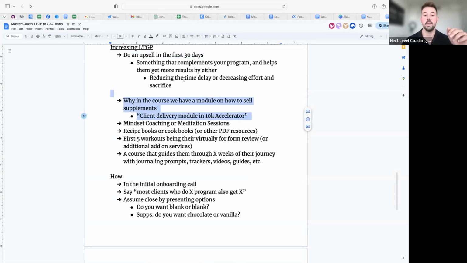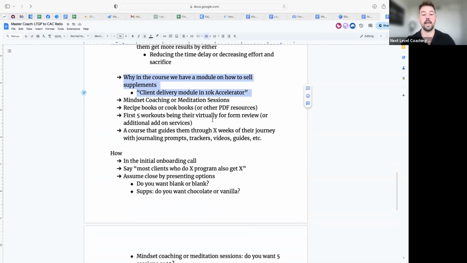The majority of your clients are already purchasing supplements, right? They buy your program, they're excited, they go to GNC, they buy this supplement stack. Why then should they purchase from GNC when they could potentially purchase from you? Right? So that's an example of one thing that you could do to upsell them within the first 30 days. It's money that they're already spending. So why not at least do it through you and something that you trust as well? So that's an option. We talk about that inside of the client delivery module in 10K Accelerator.